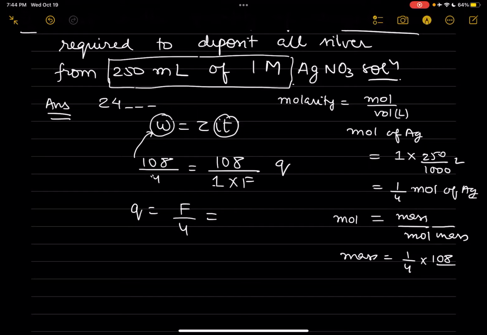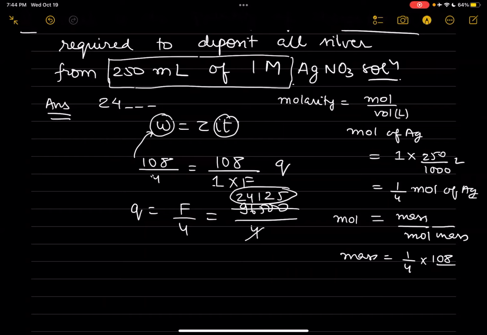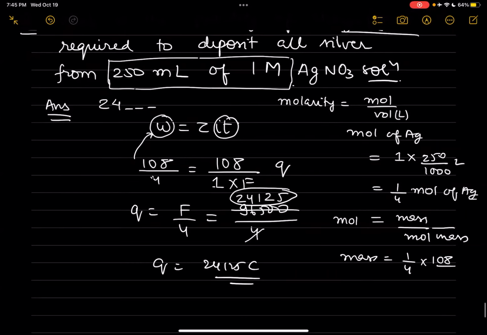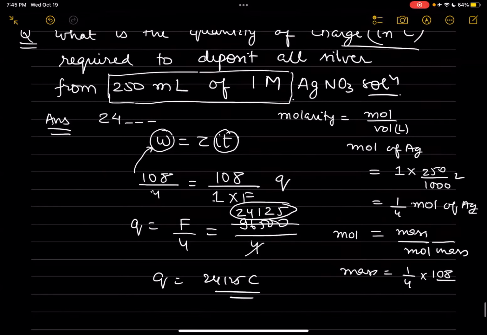Q equal to F by 4. So what is the value of F? 96500 by 4. So 4 2s are 8, 4 4s are 16, 4 1s are 4, and 4 2s are 8. This is the answer. Right? So this is the way by which you are going to do the problem. Understood? Yes, sir. Understood.